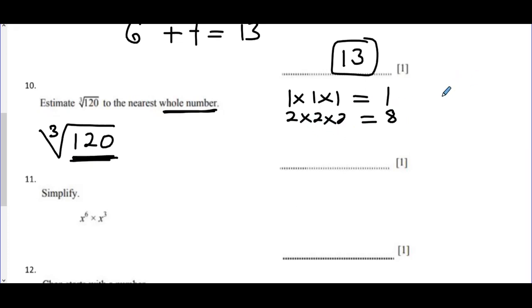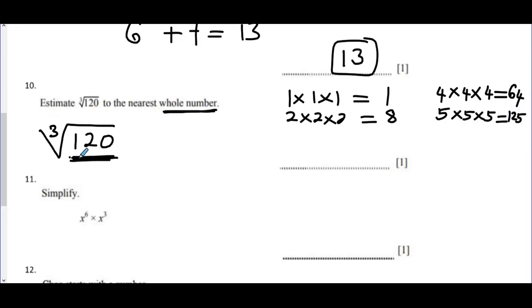Now jump from 2 to 3, for example. Okay, skip 3, try 4. 4 times 4 times 4, because you are looking for which whole number, when multiplied by itself 3 times, gives you 120 or something close to 120. So 4 times 4 times 4 will give you 64. We are a bit closer to 120, but let us try another number. Let's go slowly here, don't skip 5. Try 5 times 5 times 5. Will it give you 120? Let us see. 5 times 5 is 25. Times 5, this is 125.